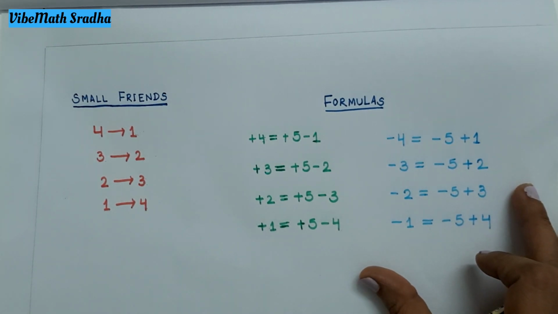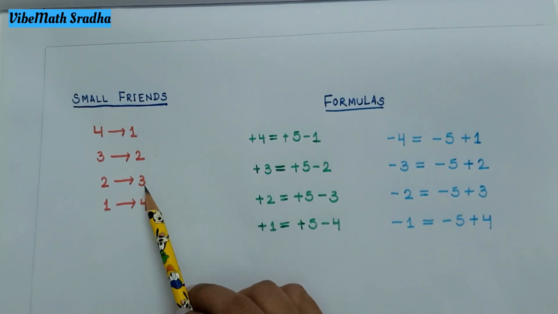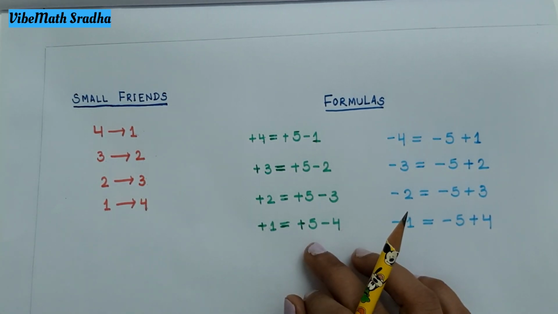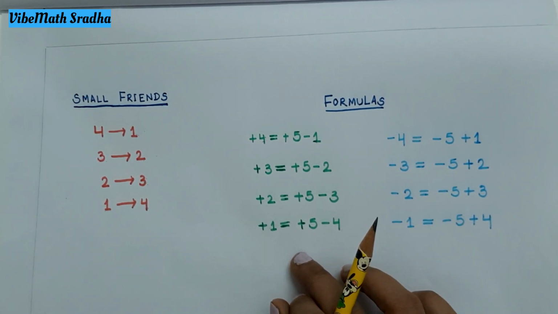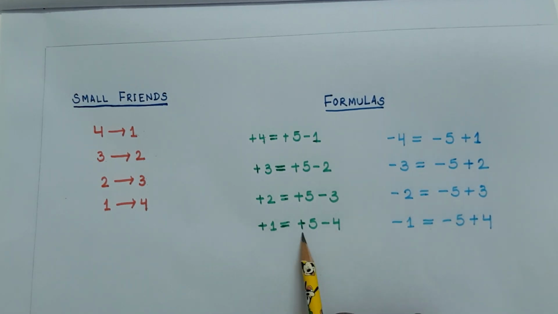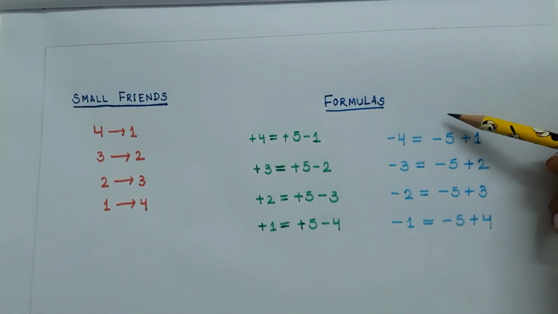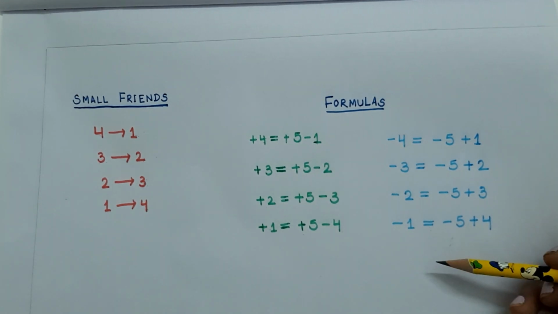When can we apply these small friend formulas? If we want to add 1, 2, 3 or 4, but we can't add or subtract directly to a particular number, in those situations we can take the help of these formulas. I have uploaded a video about each and every small friend formula in detail. The link is in the description box. You can check out that video later.